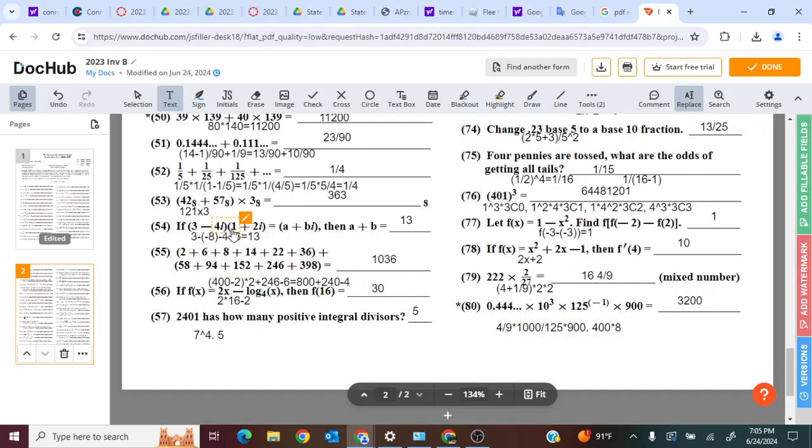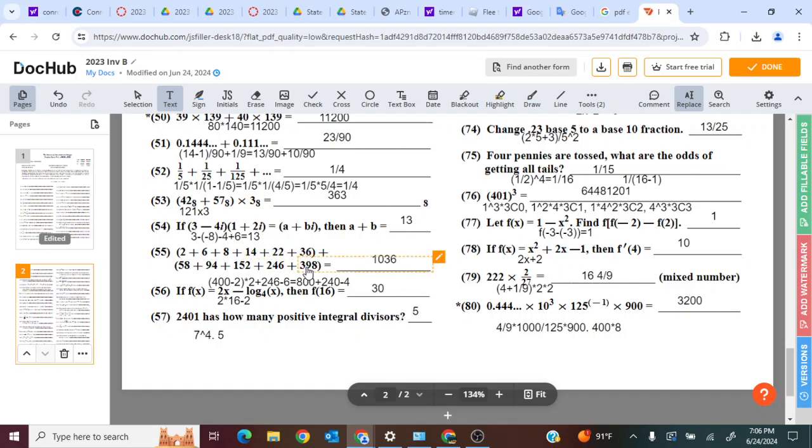3 minus 4i times 1 plus 2i is a plus bi. Then a plus b is what? Okay, in this case, just use FOIL. 3 times 1 plus negative 4 times 2 made negative because it's multiplied by i to the power of 2. So 3 minus negative 8, plus negative 4 times 1 plus 3 times 2. And then if you do that, you get 13.